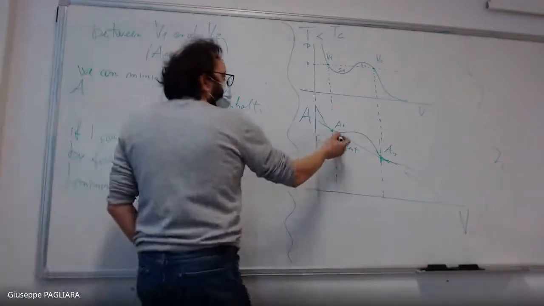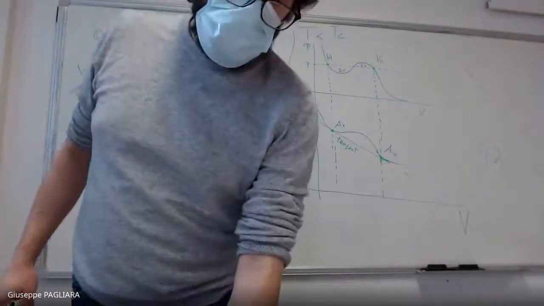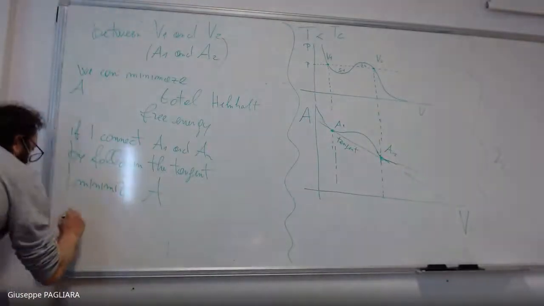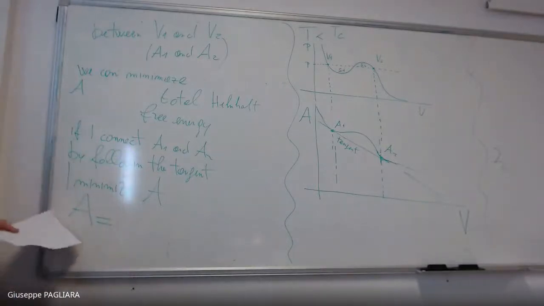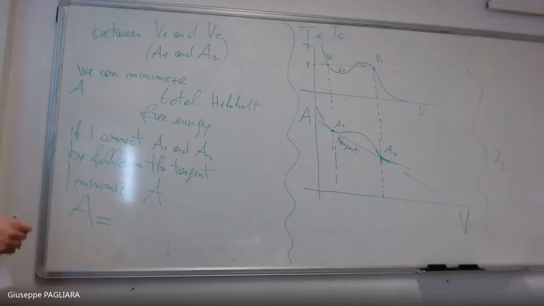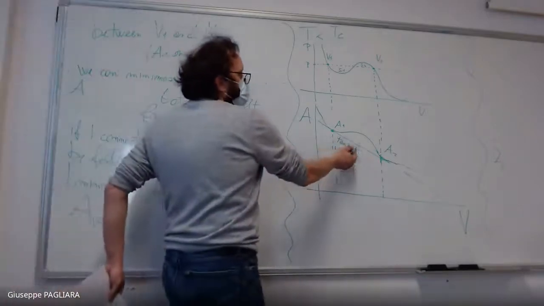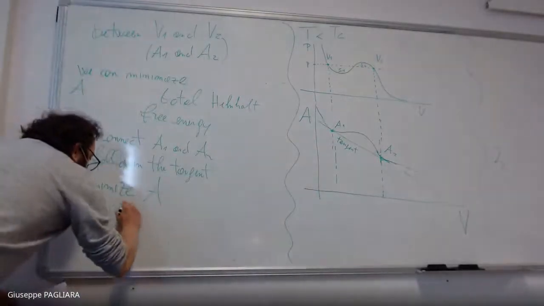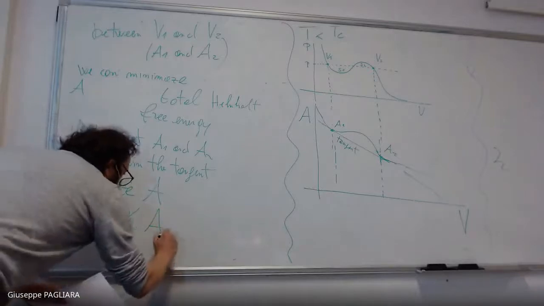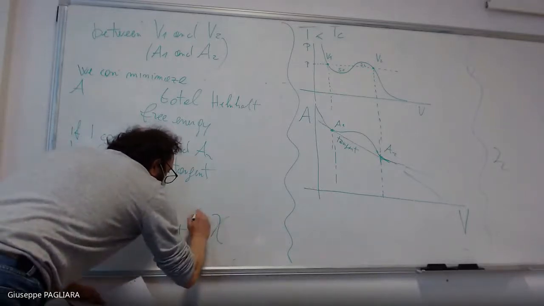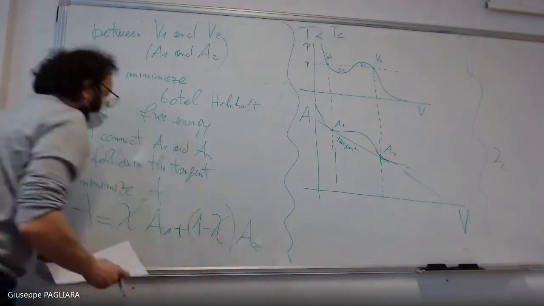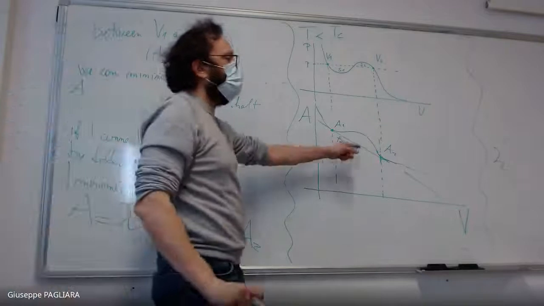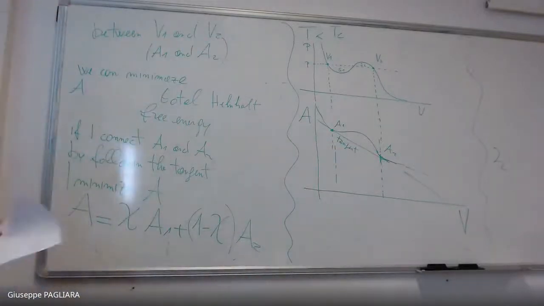So, if I connect A1 with A2 by following the tangent, I can write in a formula that A, the total Helmholtz free energy, is a linear combination, because the tangent is a straight line, and A can be written as a linear combination of A1 and A2, where I introduce a parameter chi that characterizes the straight line.